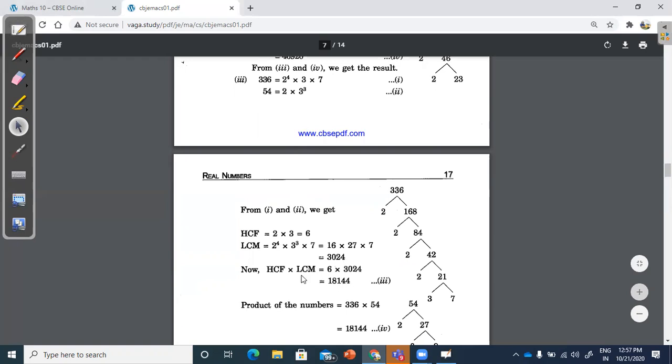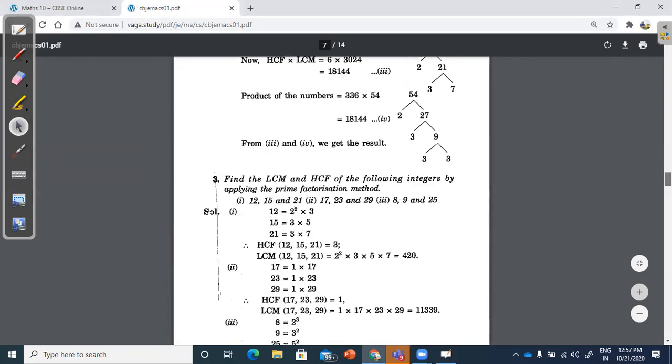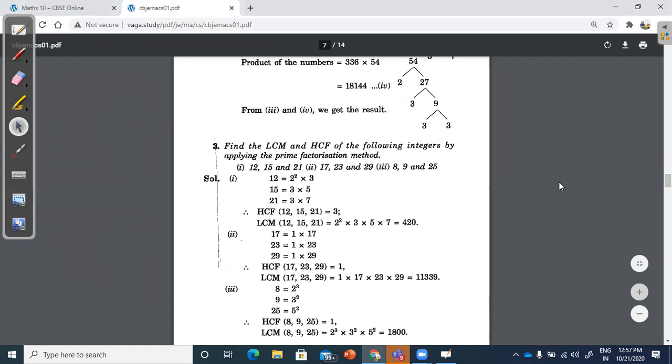And then the verification: HCF into LCM is the product of the numbers. Both sides you are getting 18,144. Okay, the same procedure now in question number 3. Find LCM and HCF of the following by applying the prime factorization method. So in 3 numbers, there is no verification here, just find the HCF and LCM. So 12 is 2 square into 3, 15 is 3 into 5, 21 is 3 into 7.